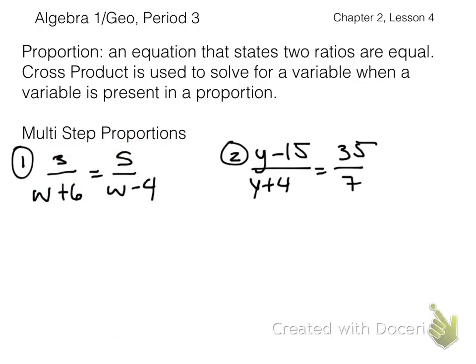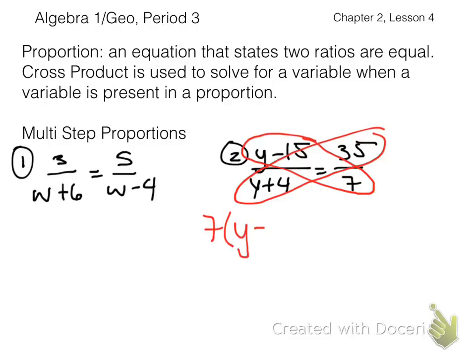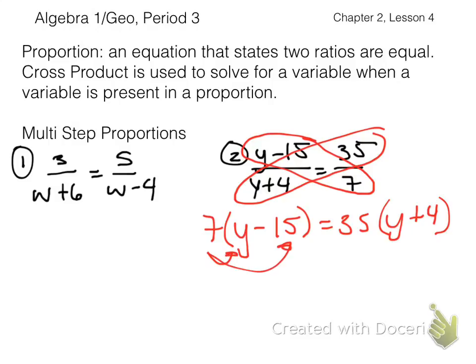Alright, last problem, promise. Just like before, you're going to cross product. So you're going to end up with 7 times y minus 15 is equal to 35 times y plus 4. And again, distribute just like the previous problem. And really, I don't think I need to show you anymore.